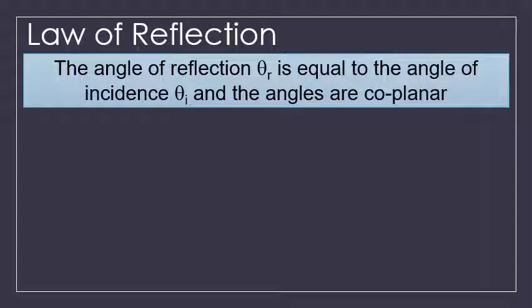So first thing, when you encounter a boundary and the light returns to the same medium, then we call that reflection. I would assume that most of you, even if it's early, have probably already seen a reflection. It might not be in a mirror, but you've seen a reflection so far. So notice the wording here. It says the angle of reflection is equal to the angle of incidence, and the angles are coplanar.